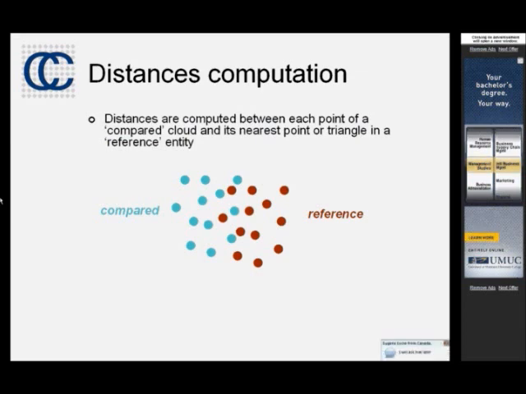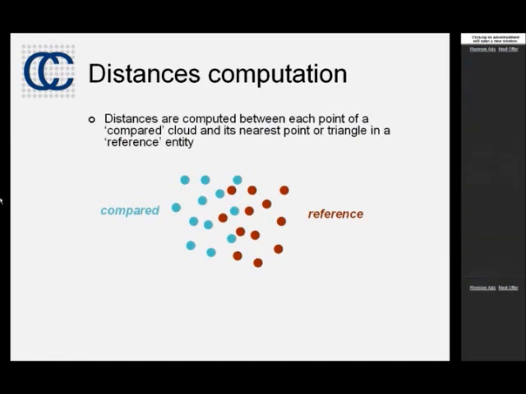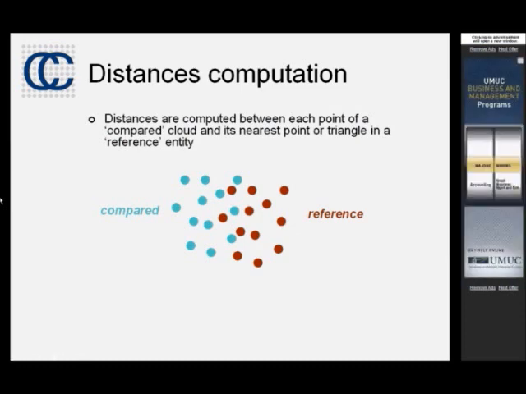So generally, when you compute the distances between two clouds, in fact, you compute the distances between every point of the compared cloud to the nearest point in the reference cloud. There's a small demonstration here. You can see. And one important thing is that the process is not symmetrical.